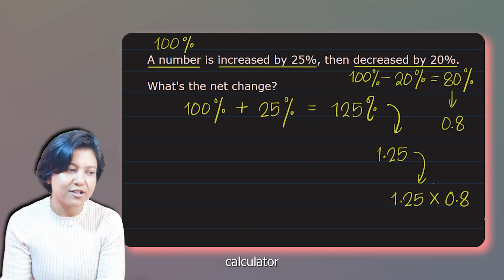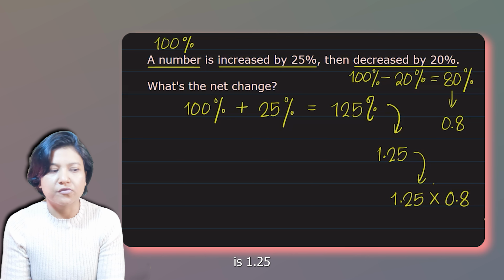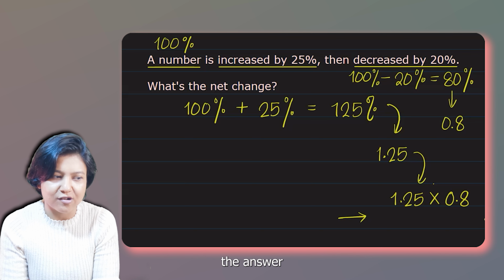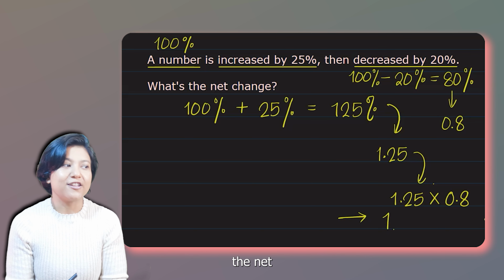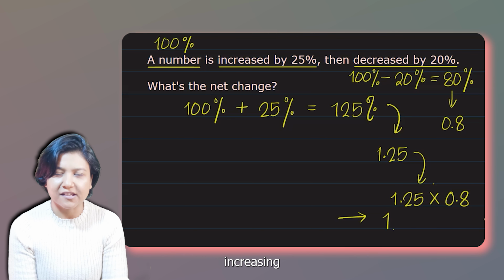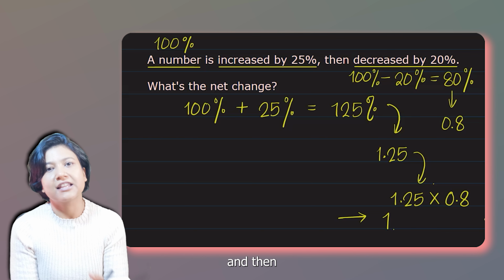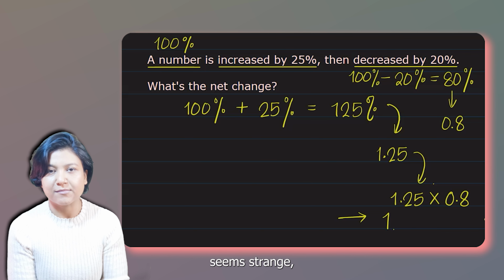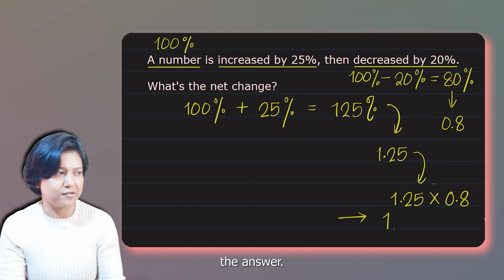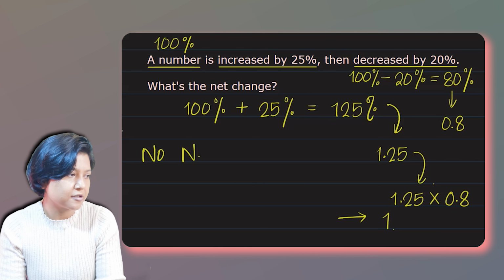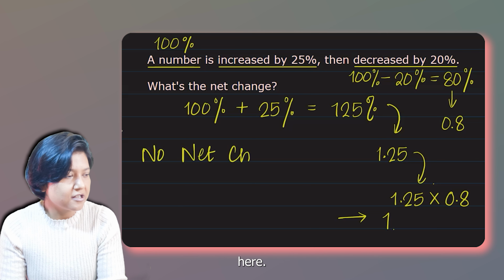Use your calculator to find what is 1.25 times 0.8. You get the answer. Surprisingly, the answer here is 1, which means the net change is 0. There is no net change even if you are increasing a number by 25% first and then decreasing by 20%. It looks weird. The answer seems strange, but that is the answer. So we will just say the answer is no net change. There is no change here.